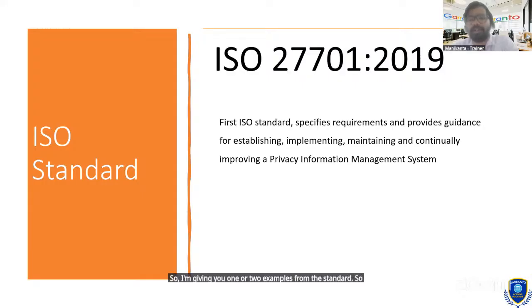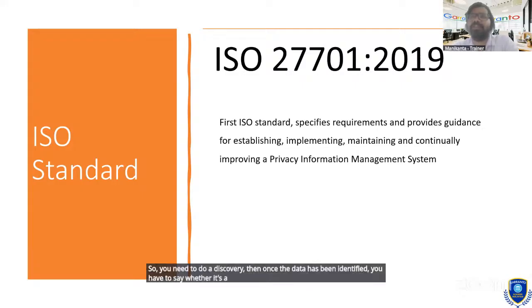All the data has to be stored securely, and only the right people should have access. That is called data minimization; the control name is data minimization. For that, you have to review all the controls in your company and collect the evidence. One more requirement is that all the data has to be classified as per the standard. So you need to do a discovery, and once the data has been identified, you have to say whether it's public, internal, confidential, or restricted. You have to categorize the data.